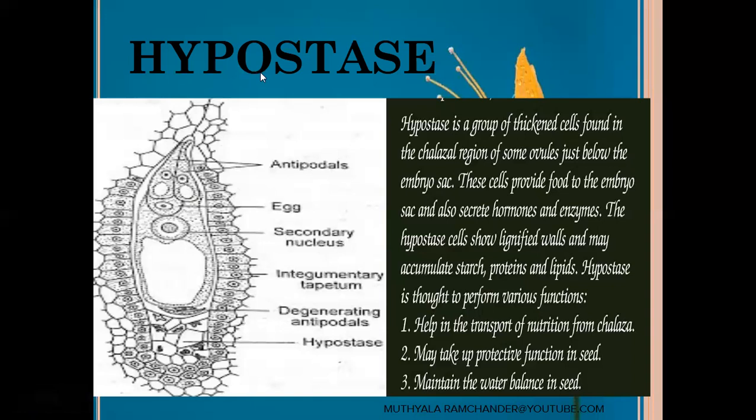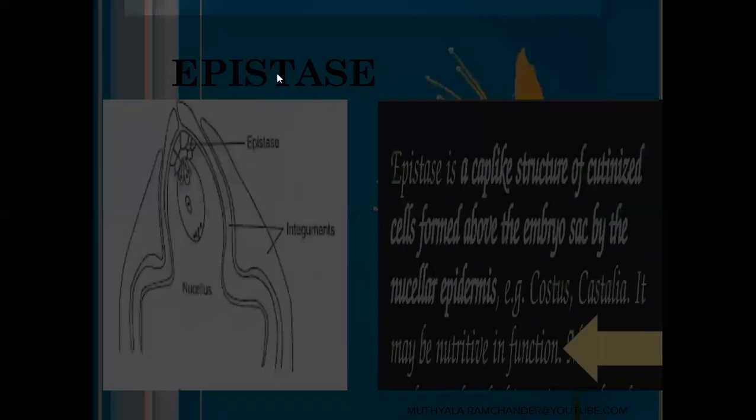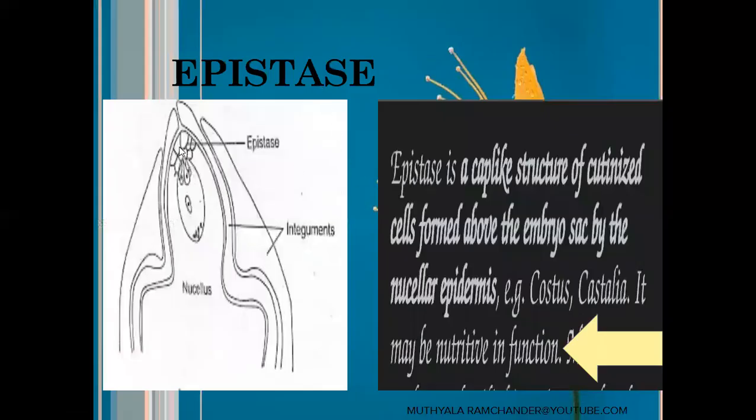It is a major part in the ovule, present only in some types of ovules. And epistase. Epistase is present at the micropylar region of the ovule, where one important nutrient tissue is present in some plants. These tissues are called epistase tissues. Epistase is a complex structure of cutinized cells formed above the embryo sac by the nucellar epidermis. They mainly help in the nutrient function.